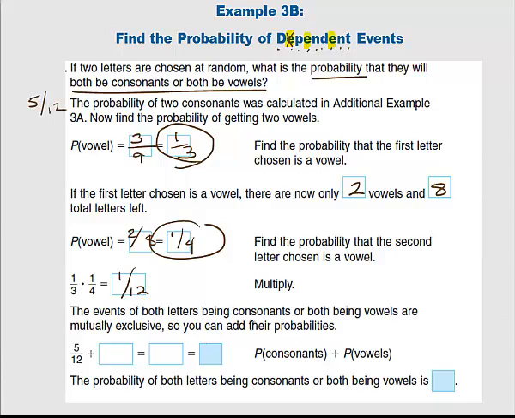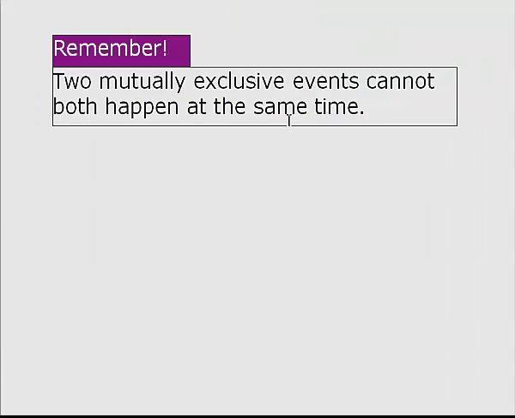Now the events of both letters being consonants or both being vowels are mutually exclusive. Now what do I mean by mutually exclusive? Well, by mutually exclusive, I mean that they cannot both happen at the same time. So we add their probabilities. Mutually exclusive means we add their probabilities. So 5/12 from both being consonants and 1/12 from both being vowels is 6/12 or 1/2. So the probability of both letters being consonants or both being vowels is 1/2. Simply remember that 2 mutually exclusive events cannot both happen at the same time.